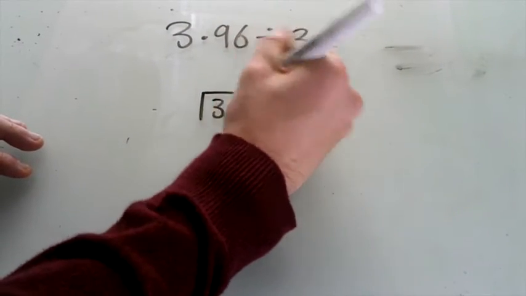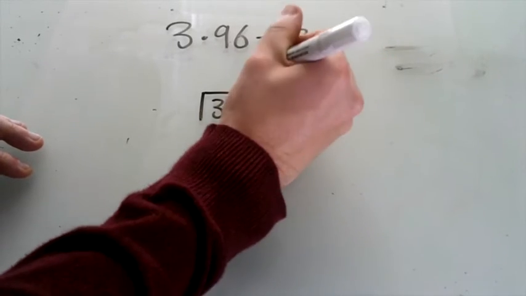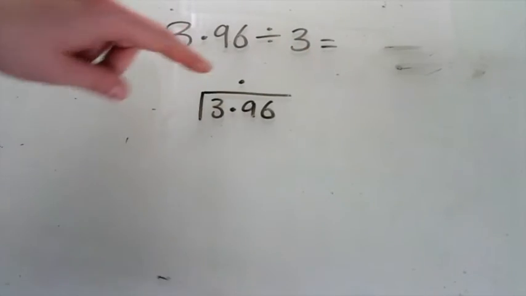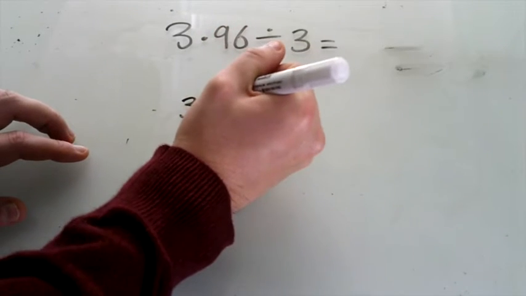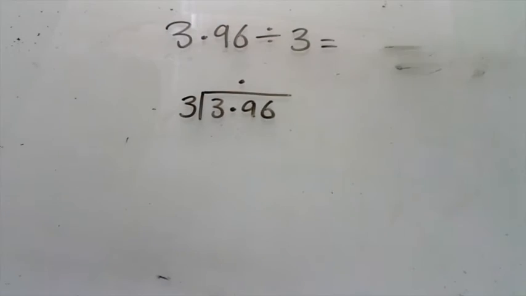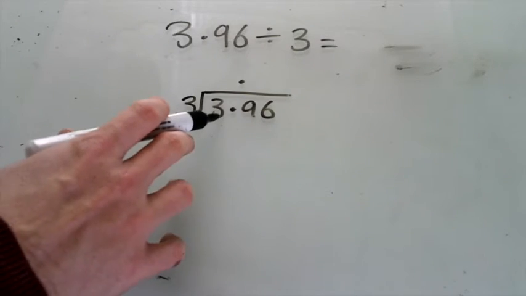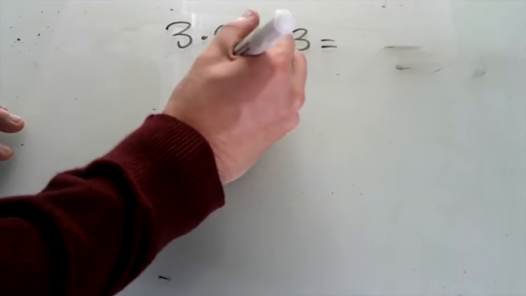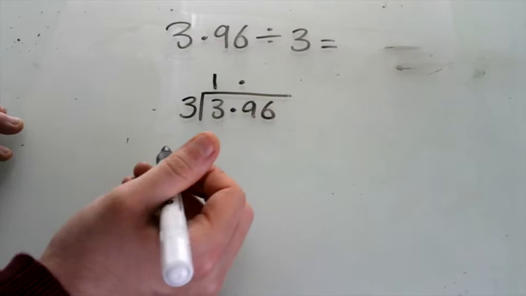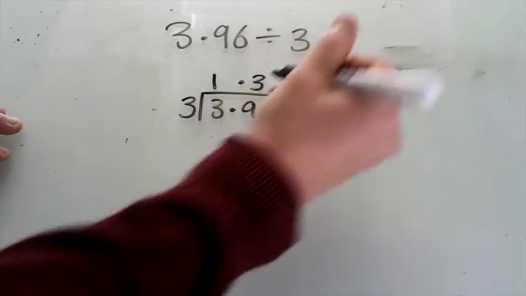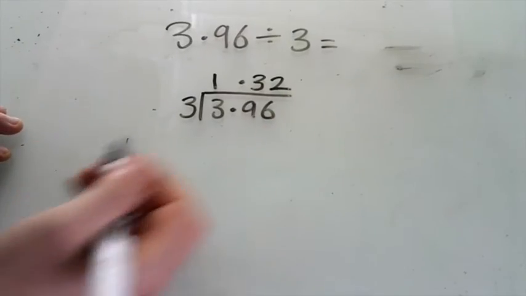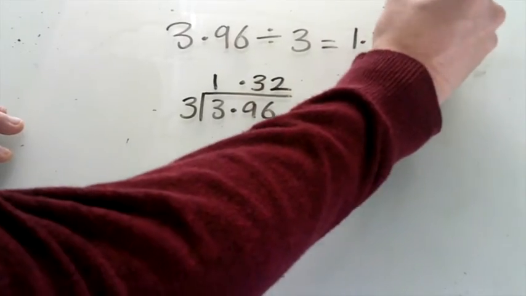You need to do 3.96. Make sure your decimal point, like with anything else, is lined up on top. Divided by 3. So now we can do 3. How many 3's go into 3? 1. How many 3's go into 9? 3. How many 3's go into 6? 2. So your answer would be 1.32.